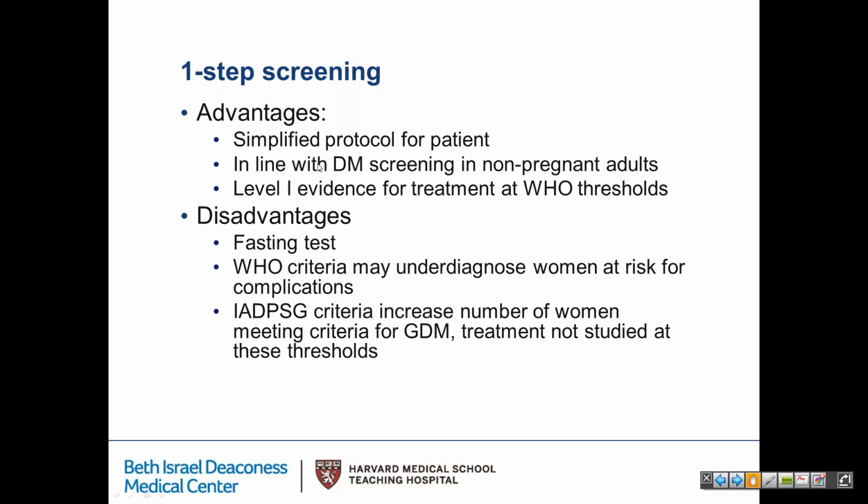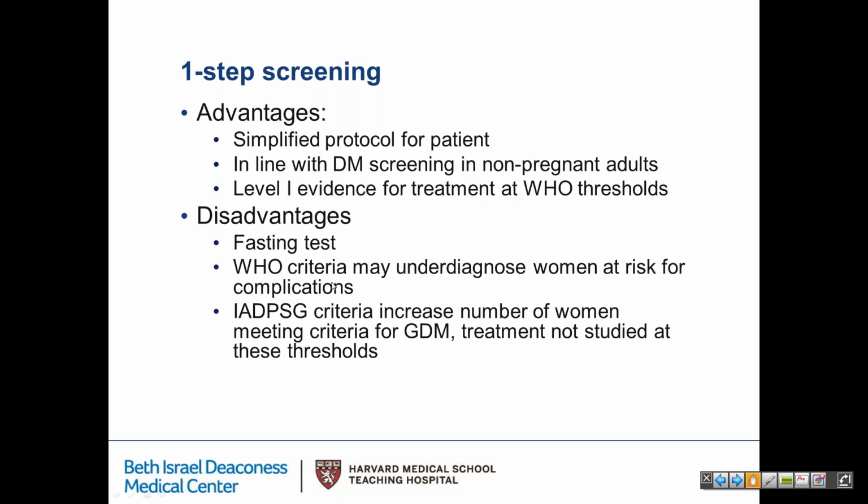It also lines up with what diabetes screening protocols are, or gold standards are, for non-pregnant adults, because a 2-hour glucose tolerance test is considered the gold standard for diagnosis of not just diabetes, but impaired fasting and impaired glucose tolerance outside of pregnancy. And there's level 1 evidence for treatment at the WHO thresholds if you look at the Australian data. The disadvantages, as I've mentioned, it's a fasting test, which not everyone is able to do easily.